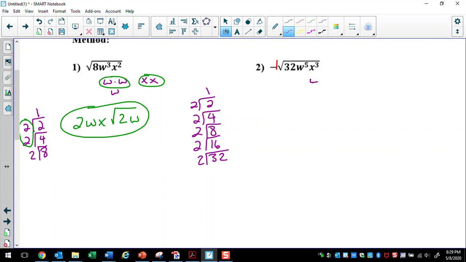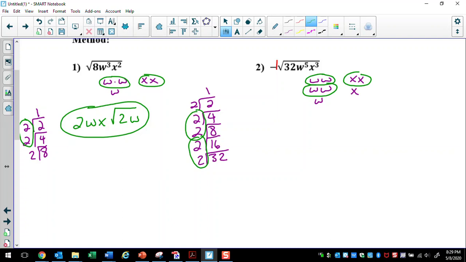So I have 5 W's. There's 2, 4, 5. And then 3 X's. 2, 3. Alright, I'm going to look for all my pairs. So I have a pair of 2's and another pair of 2's. I have a pair of W's and another pair of W's and a pair of X's. Remember with the variables, if you get the shortcut, you get the pattern. You don't have to show this part of the worksheet. I'm just going to keep showing that for people who may not quite get that pattern.